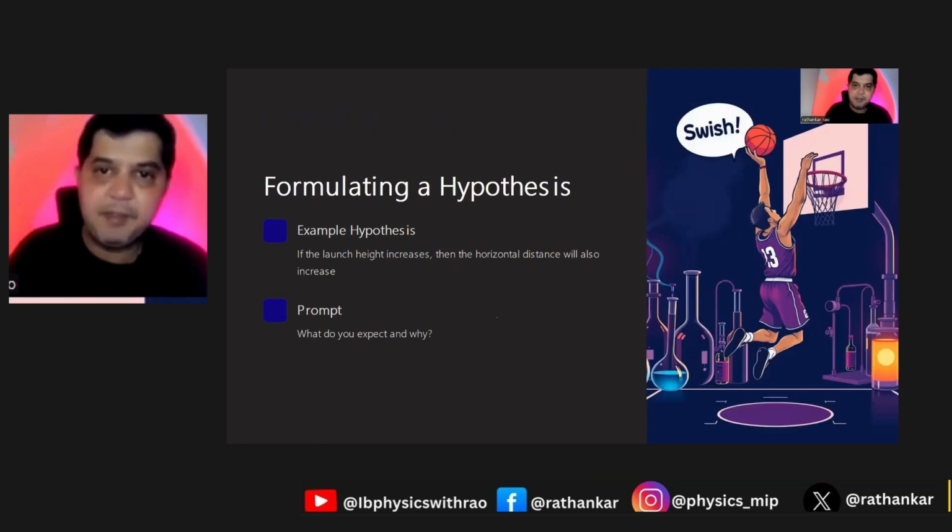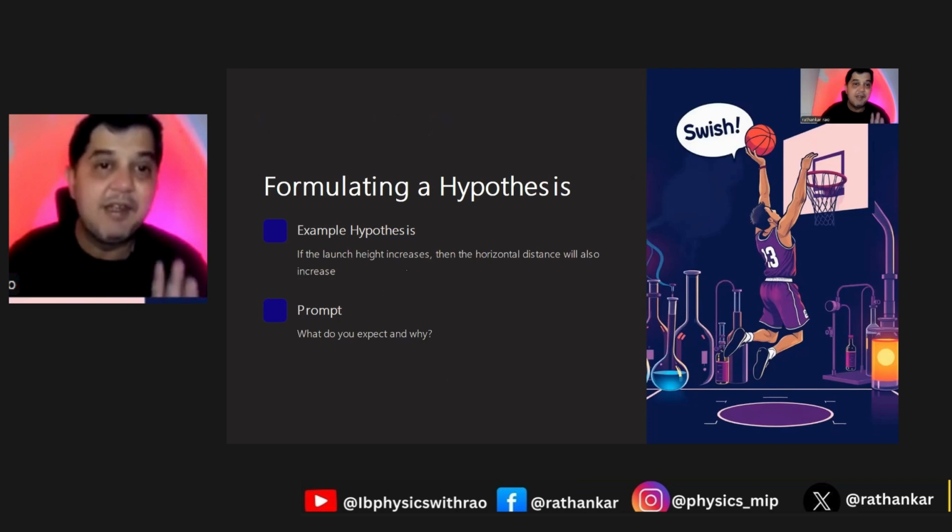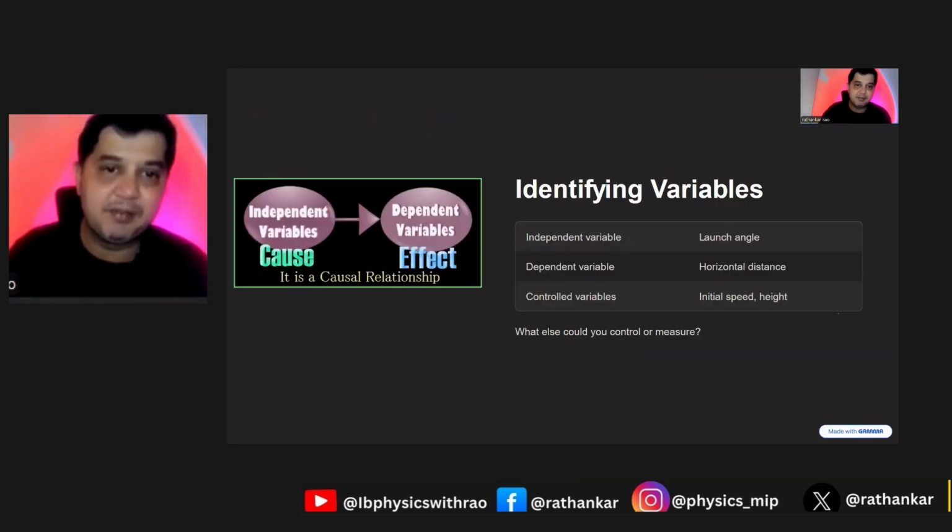Therefore, the hypothesis that I can state is that if the launch height increases, then the horizontal distance will also increase. Maybe it works, maybe it doesn't work; you need to look into it. I have just put across a hypothesis, so then you need to prove it. Why does it work, why doesn't it work? So how do you do it? You need to get the math behind it. Now we need to identify the variables.